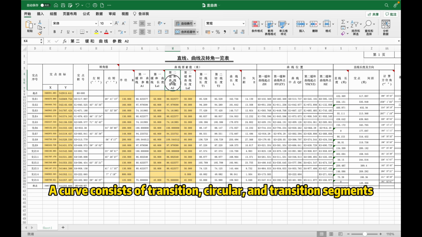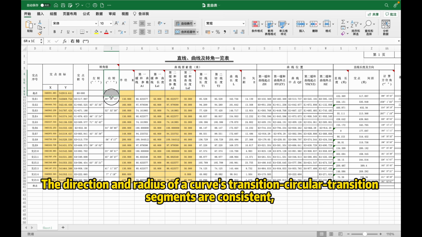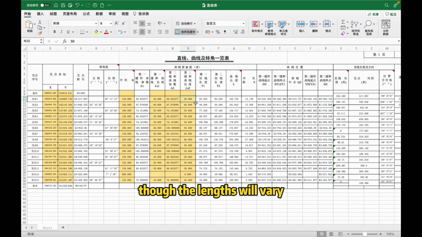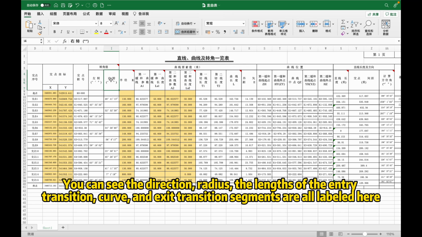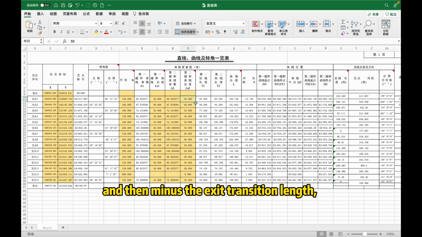A curve consists of transition, circular, and transition segments. Once we have determined their direction, radius, and length, we can edit the curve. The direction and radius of a curve's circular transition segments are consistent, though the lengths will vary. You can see the direction, radius, the lengths of the entry transition, curve, and exit transition segments are all labeled here. The total curve length minus the entry transition length, and then minus the exit transition length, gives the length of the middle arc segment.